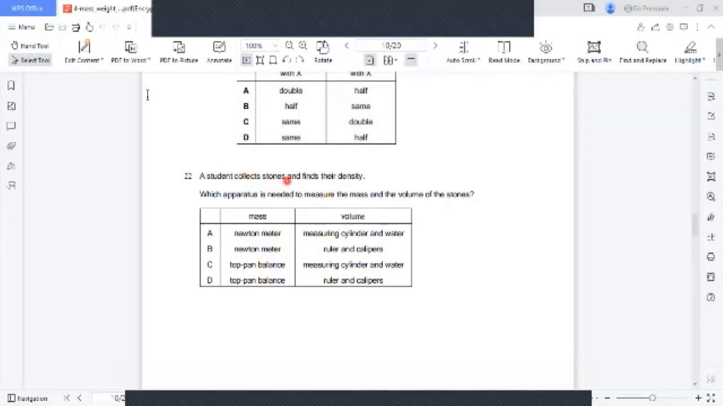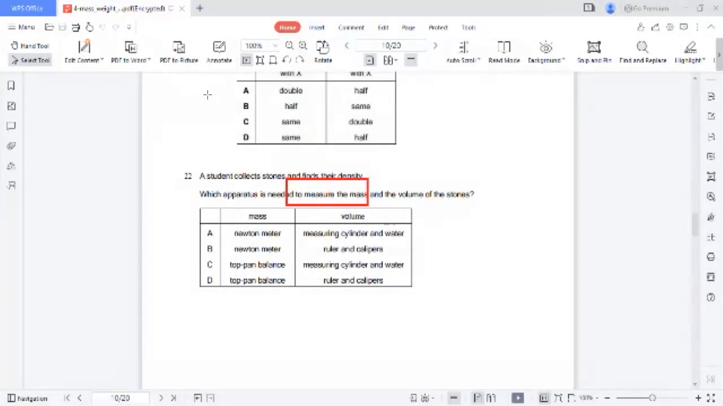A student collects stones and finds their density. Which apparatus is needed to measure the mass and volume of stones? Okay, now we are going to measure two things. The first one is mass, and for stones, we are going to measure the volume of stones.